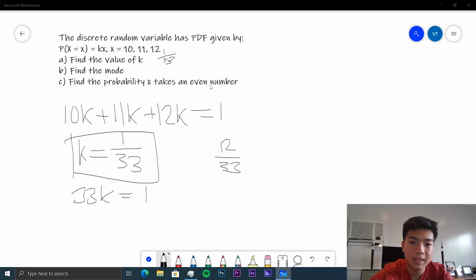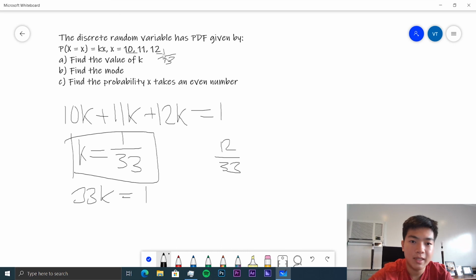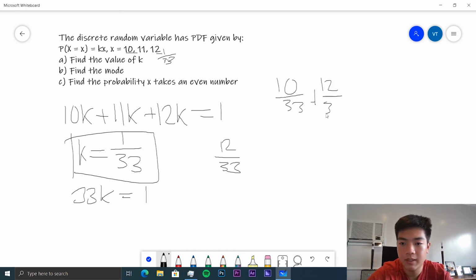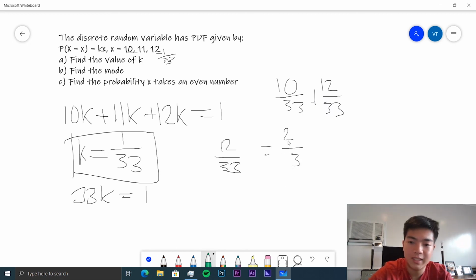Finally, find the probability x takes an even number. The even numbers are 10 and 12, so we have 10/33 plus 12/33, which is equal to 22/33, or 2/3. So there's a 2/3 chance that x will be an even number.